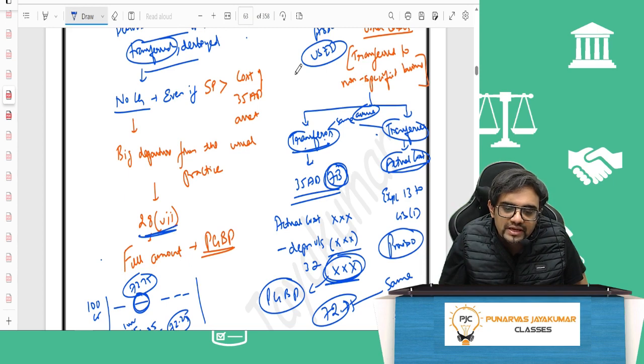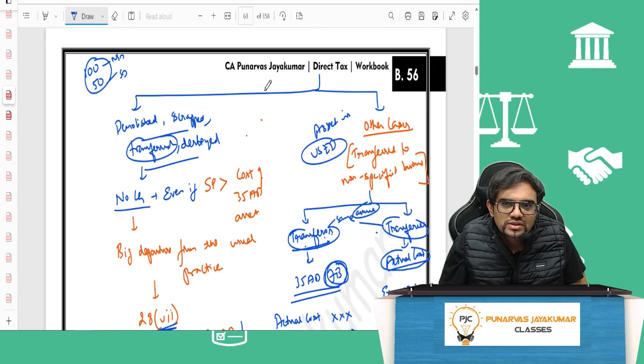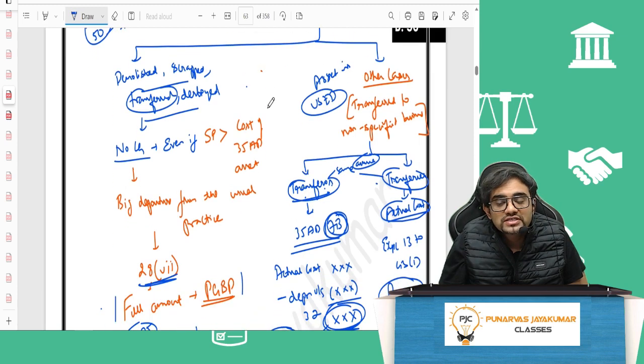It's a big departure from the usual practice, logic I've discussed in the class. So here, under section 28(vii), full amount will be PGBP, my dear friends. Full amount will be PGBP. So an asset worth 10 crore is used for my 35AD specified business. I used it only for 5 years and sold off the entire asset for 12 crore. What is PGBP? Full 12 crore is PGBP.